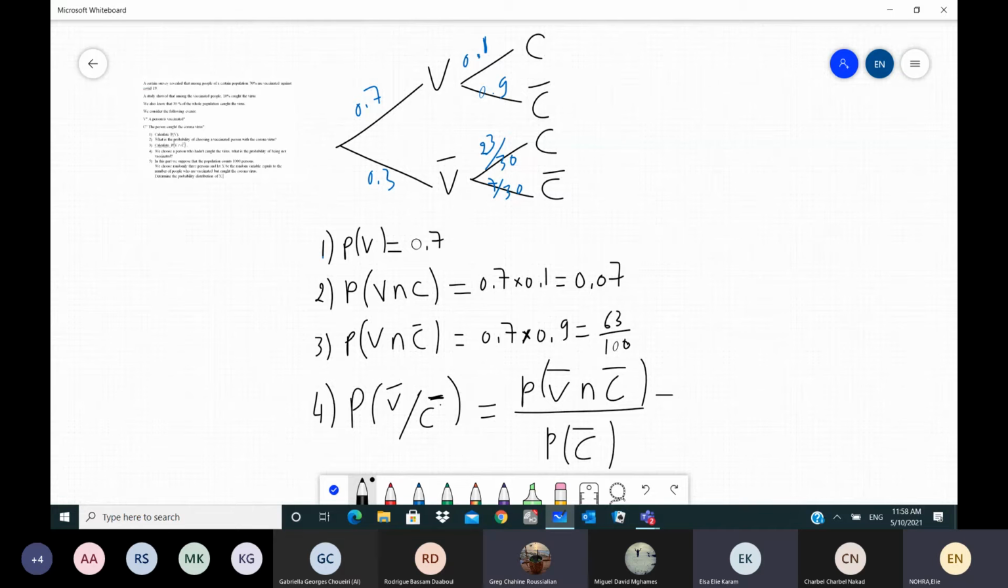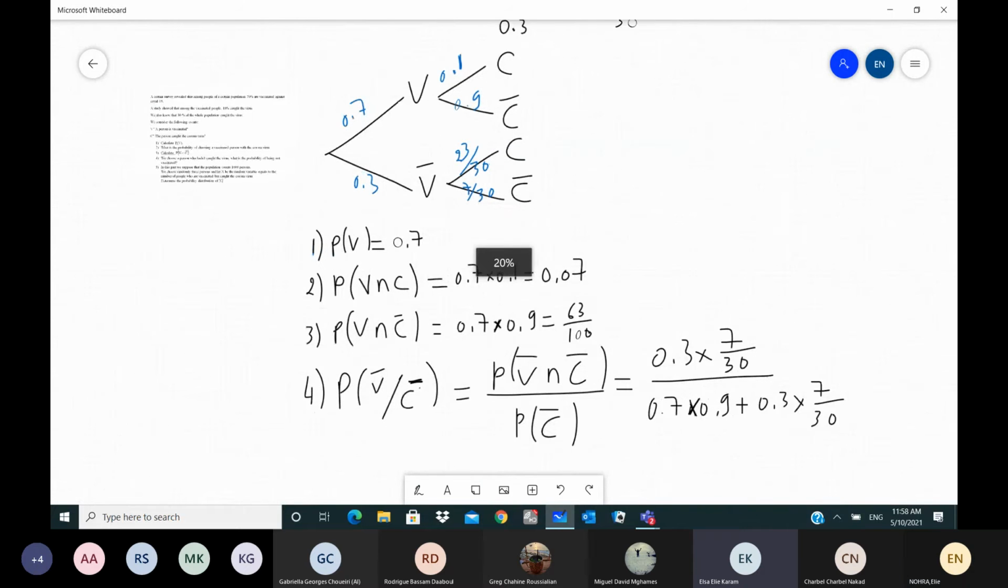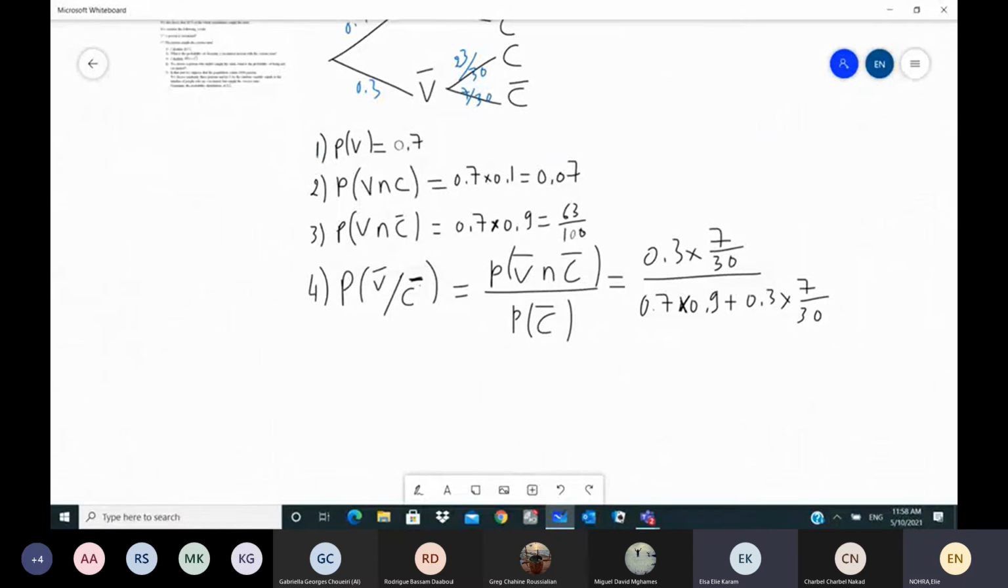So it's 0.3 times 7 over 30, correct? Yes sir. Over P of C bar. Here P of C bar has two cases. Either you say it's 0.7 times 0.9 plus 0.3 times 7 over 30. Or we know that 0.7 of the whole population didn't catch the coronavirus, because they told us 30% did. So we could put 70% directly.